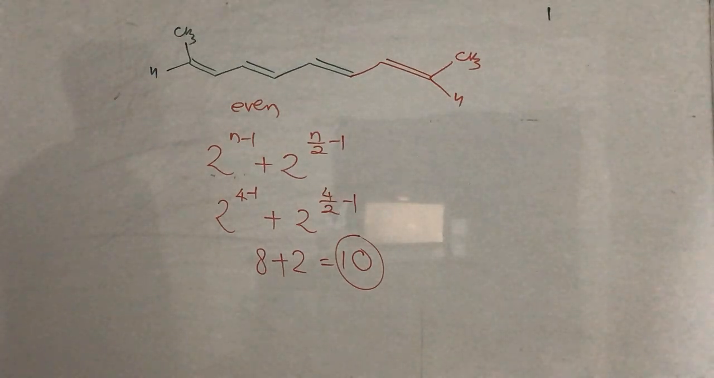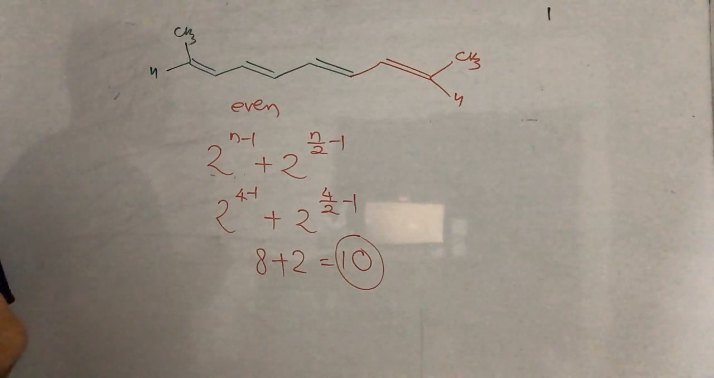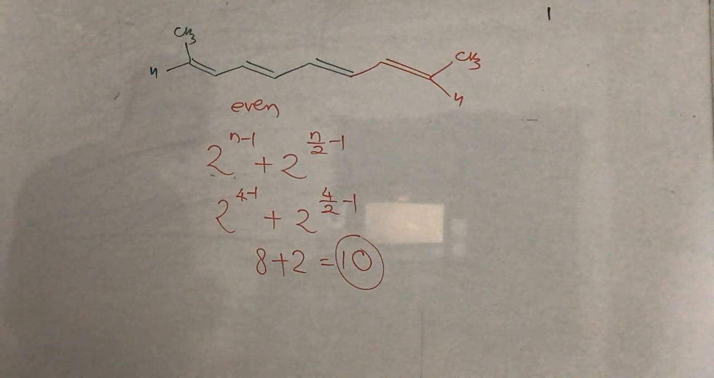So in this session, we were discussing EZ nomenclature: when more than one double bond is there, how to find the number of geometrical isomers.